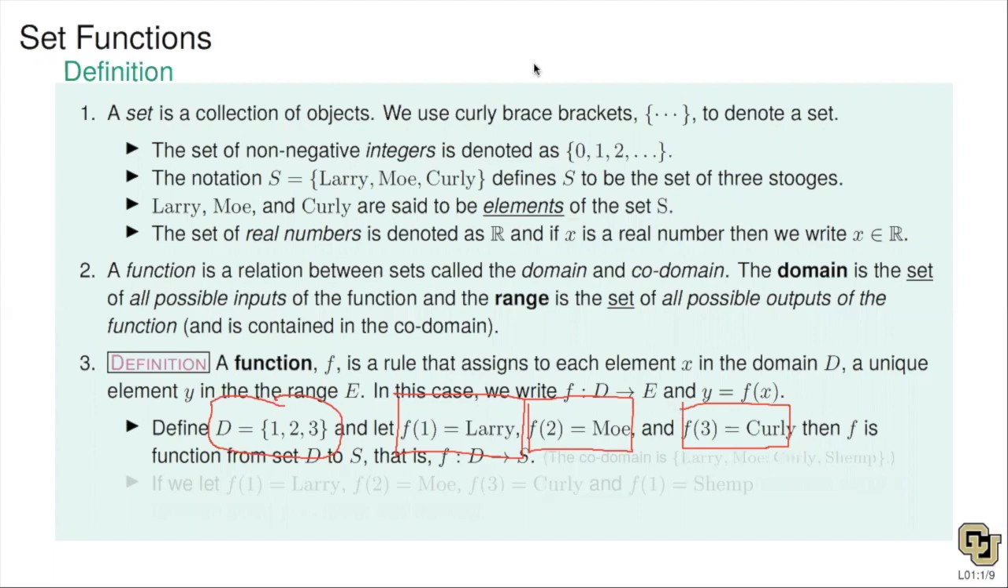So then what we have is a function from the domain D to S, and we write the notation this way. Given any element in D, like 1, 2, or 3, the function F will spit out an output like Larry, Mo, or Curly. So here, F is the function, D is the domain, S is the range. What's the codomain? Here, the codomain would be Larry, Mo, Curly, or Shemp.